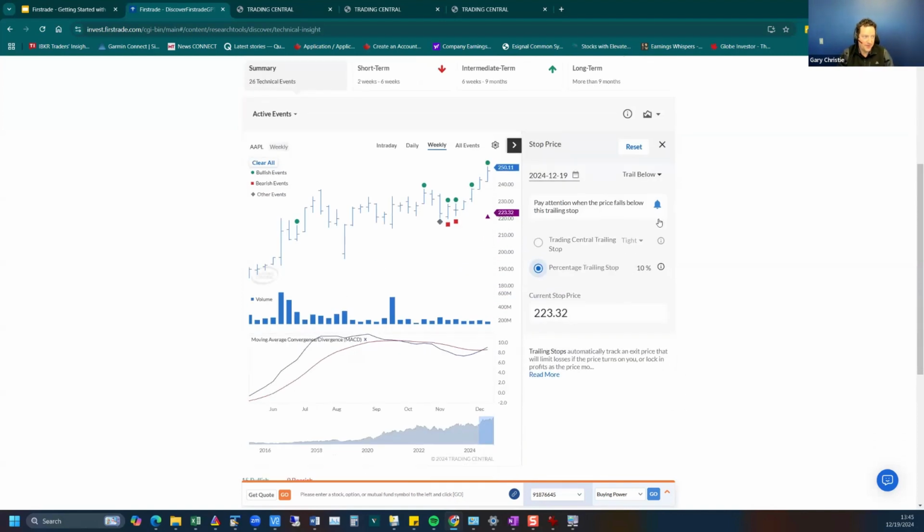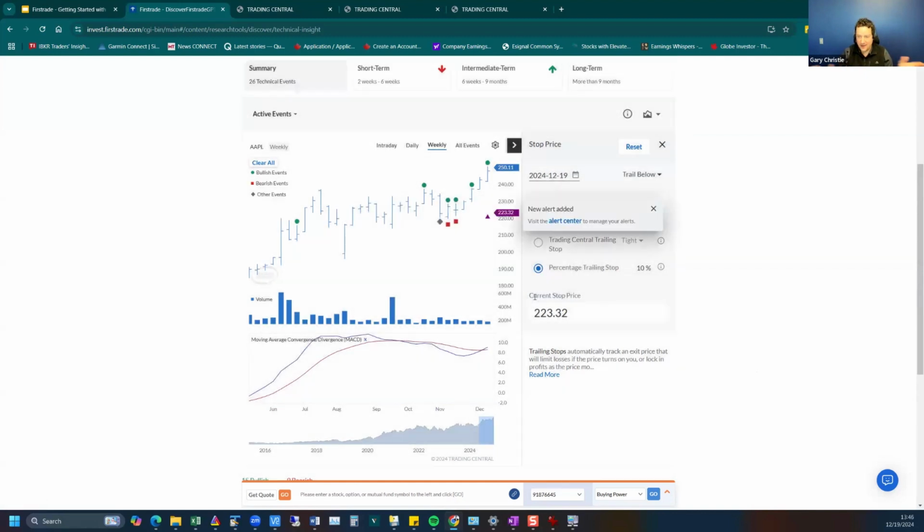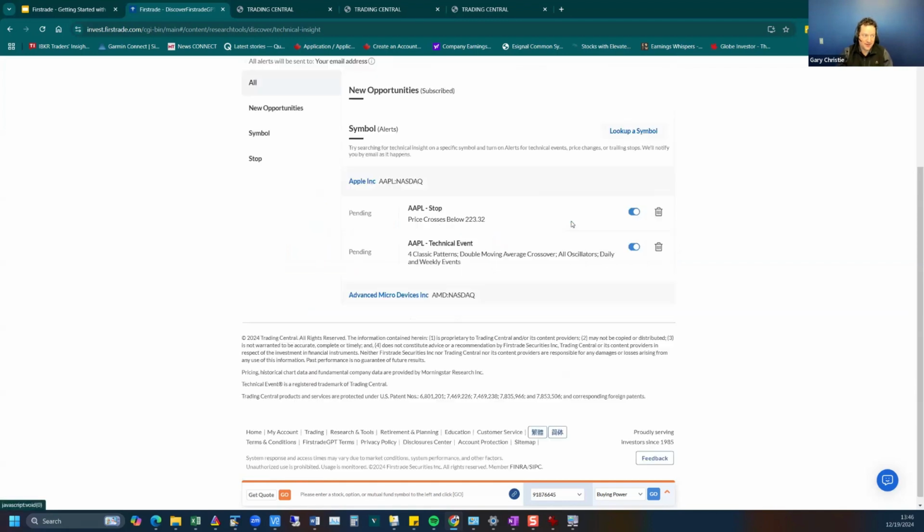The beauty here is that I can also go ahead and add the alert. Apple stop, click it, done, and forget it. So now you'll be alerted if it gets stopped out for you, so you don't have to be watching it every day, right? Just go to your alert center. While we're here, let's go to that alert center.